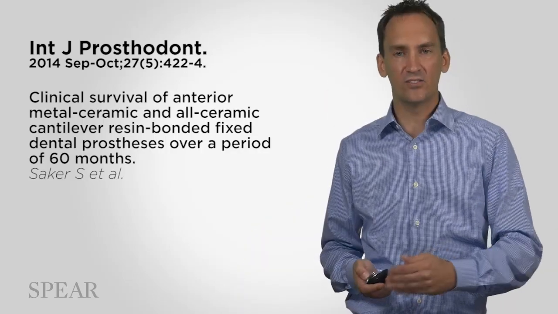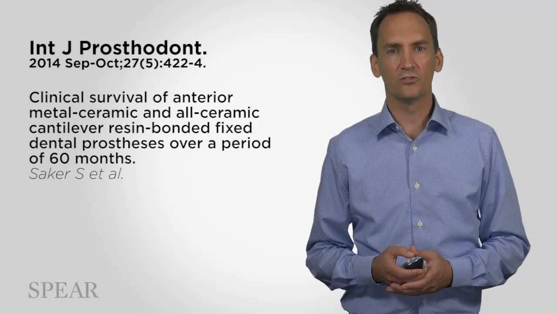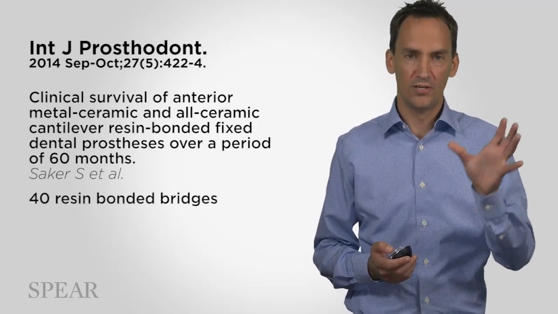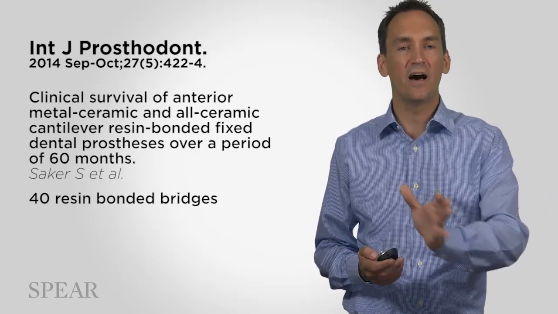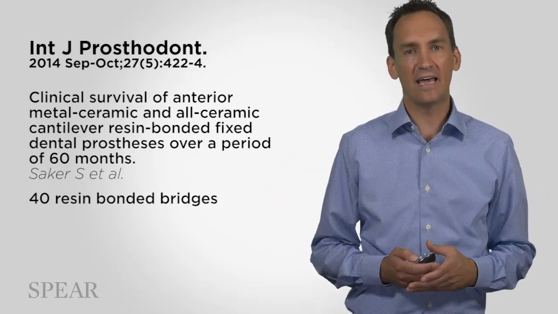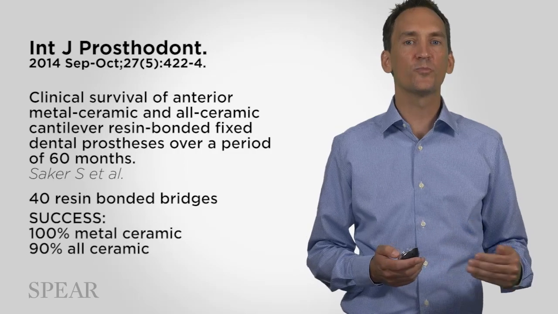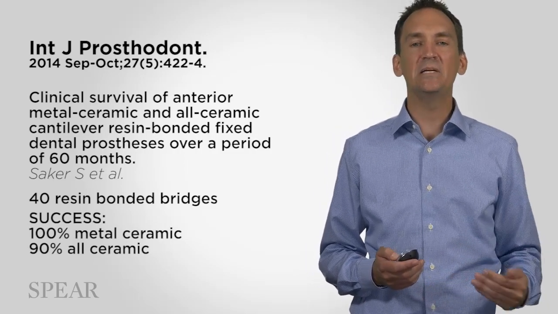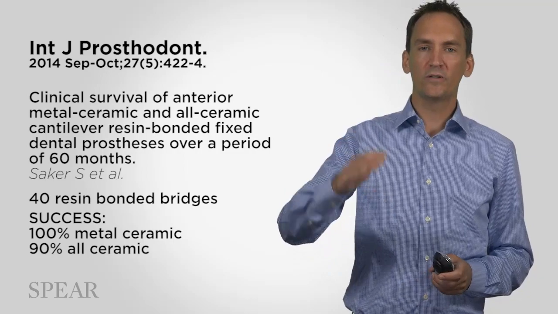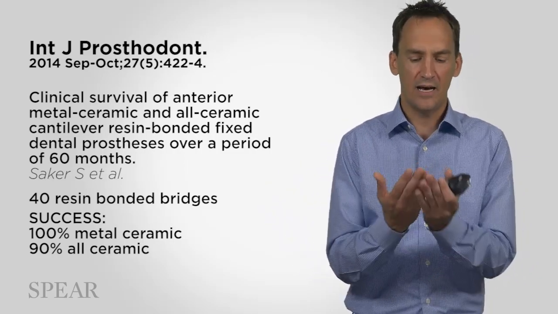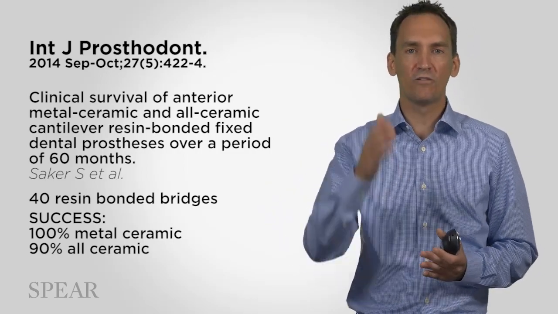Their success rate, this is at 60 months, so it's about 5 years. 40 resin bonded bridges, metal ceramic resin bonded on half, all ceramic resin bonded on half. Their success rates: 100% with the metal ceramic, 90% with the all ceramic. Where did the failure rate come in the all ceramics? It was either debonding of the all ceramic or fracture in the joint. Okay? So nowadays we have the ability to do all ceramic cantilevered restorations and even do them adhesively retained, as long as we can get a good bond to the intaglio surface.